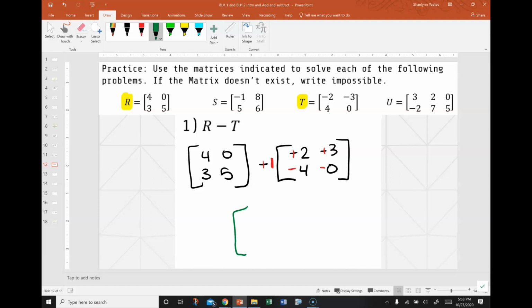So now I can see this as 4 plus 2, and I get 6. Or 0 plus 3, and I get 3. Or 3 plus negative 4, and I get negative 1. And 5 plus negative 0, and I get 5. And that is my resulting matrix.